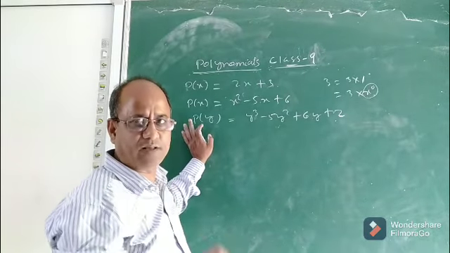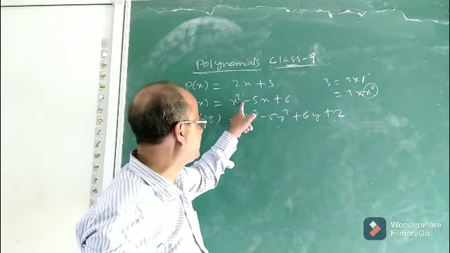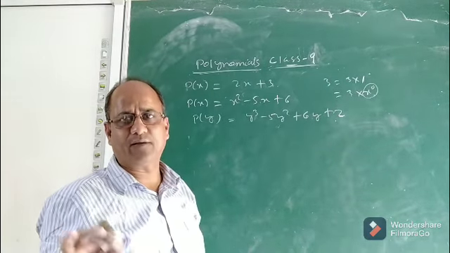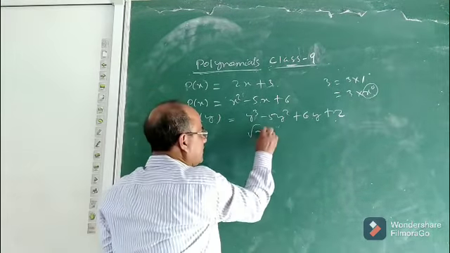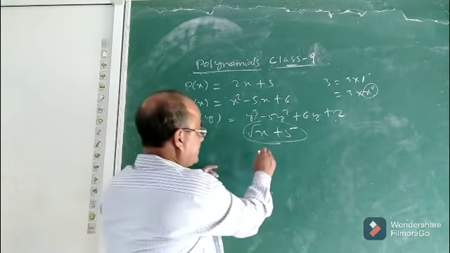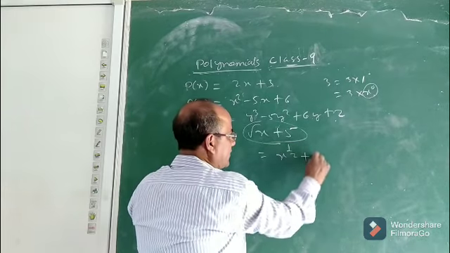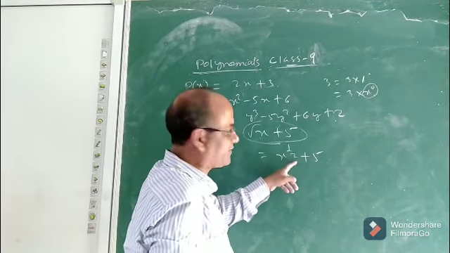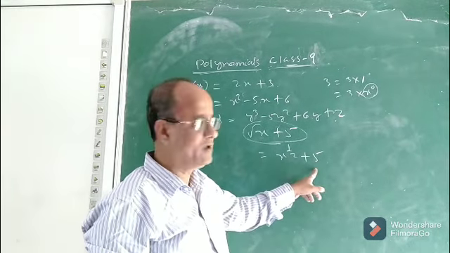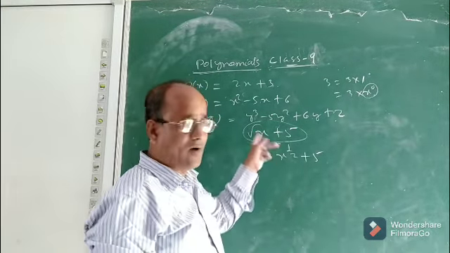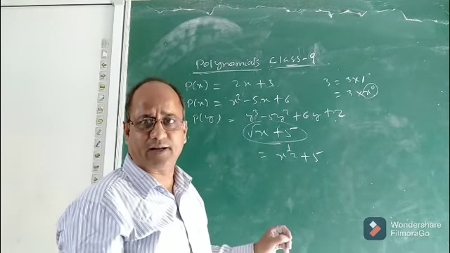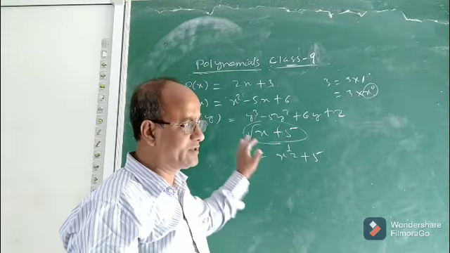First thing, what is a polynomial? It is an algebraic expression in which the powers of the variable must be only positive integers. It cannot involve any square root. Suppose root x plus 5, it is not a polynomial, because here this is x to the power 1 by 2 plus 5. You see, the power is a rational number, so it cannot be a polynomial. So the power of the variable must be only positive integers. It cannot contain any negative integer or square root, etc. So these are the things.